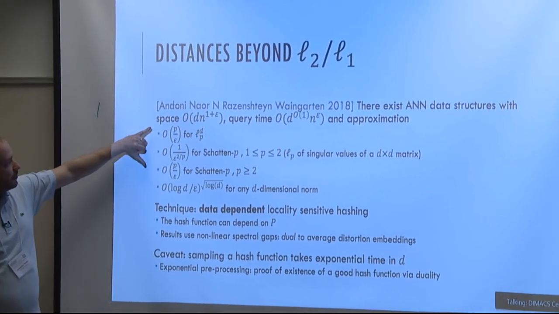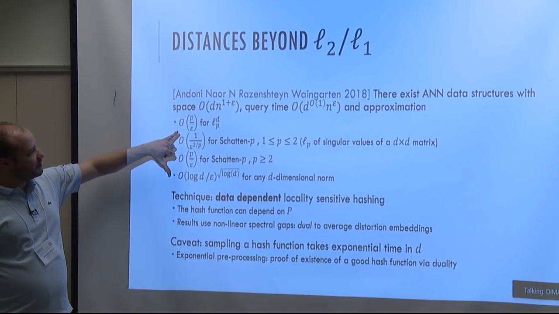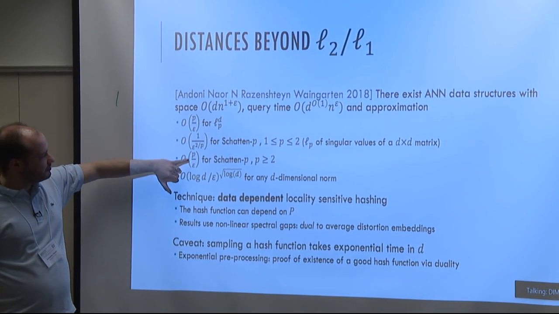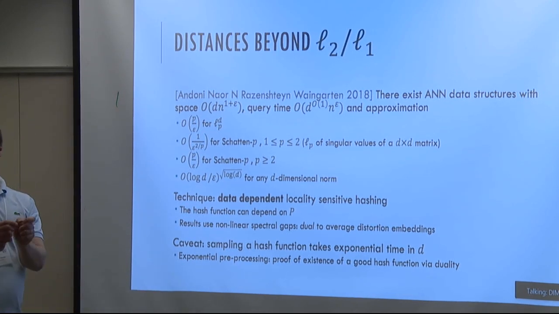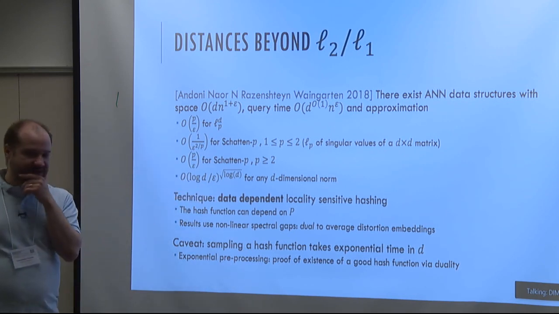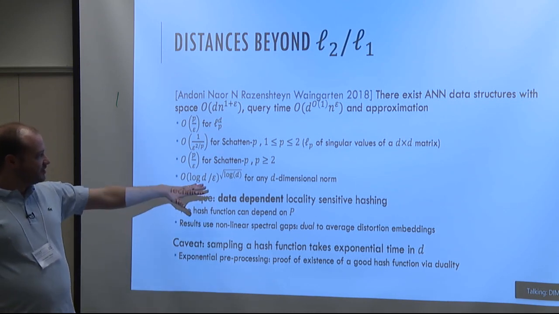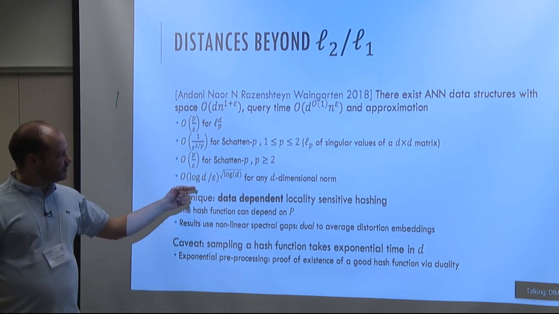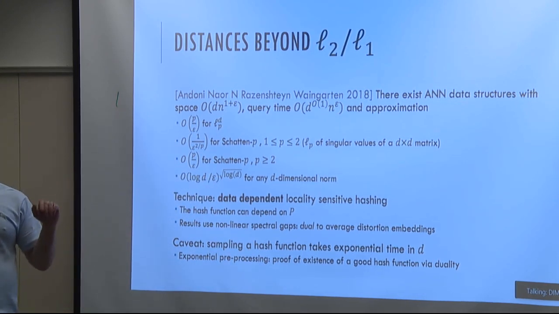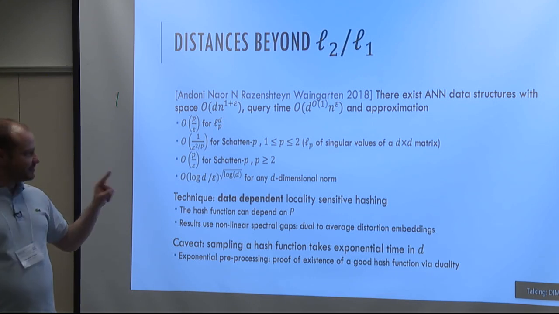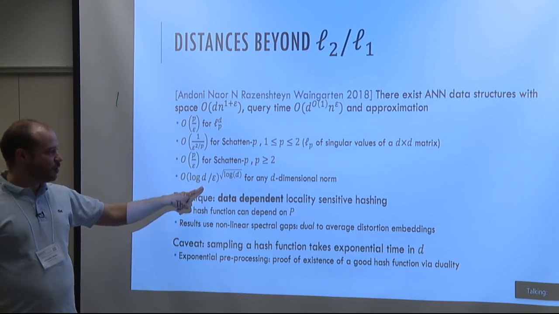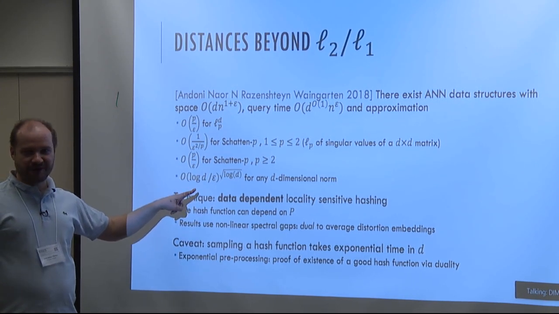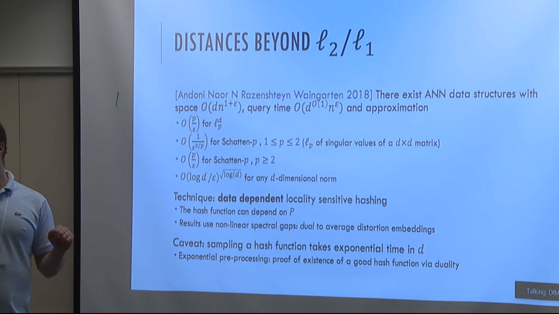Maybe the main thing to remember is that for LP and Schatten-p, the approximation is on the order of P again, and something that depends on epsilon. Epsilon again is a parameter that determines how quickly we answer queries. And there are some results for any d-dimensional norm. In particular, we have a data structure with a funny approximation for any d-dimensional norm: log d to the power square root of log d. This function grows slower than any polynomial, but it's also not like log.